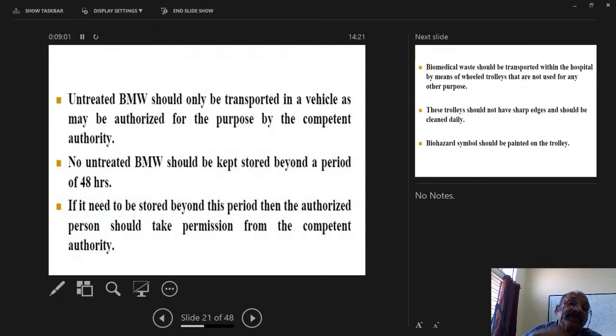Untreated biomedical waste should only be transported in a vehicle as may be authorized for the purpose by the competent authority. No untreated biomedical waste should be kept stored beyond a period of 48 hours. If it needs to be stored beyond this period, then the authorized person should take permission from the competent authority.